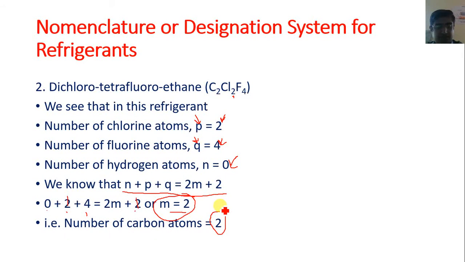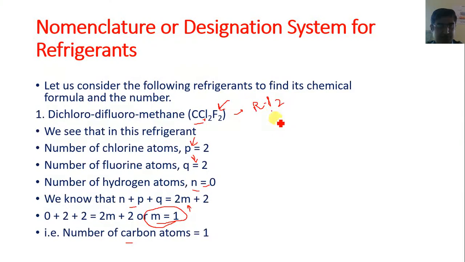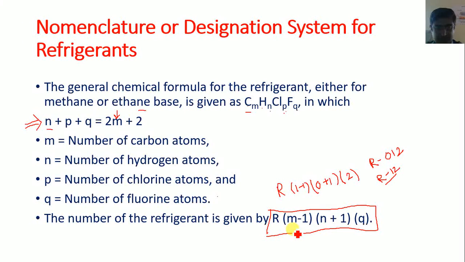In this case also, if you want to find the value of R, how can we write this as CCl2F4 in the case of R? Here, first of all, is the formula R into m minus 1.